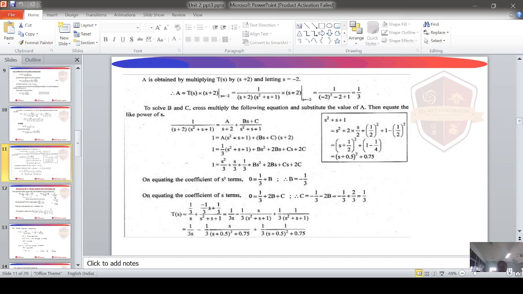So a is equal to 1 by 3. To solve b and c, cross multiply the following equation and substitute the value of a. Then equate the like powers of s.